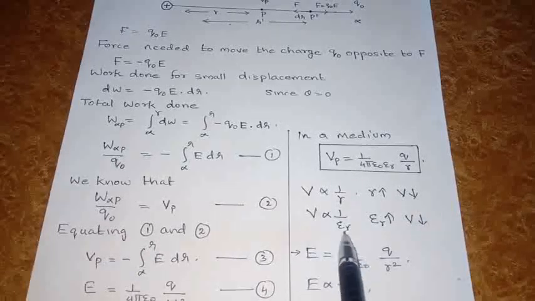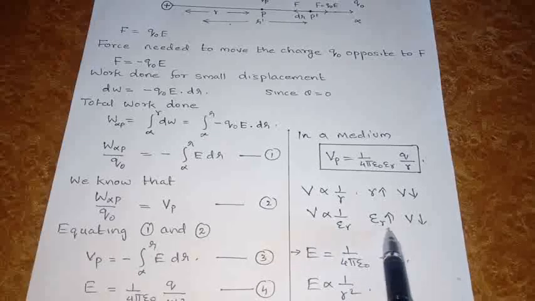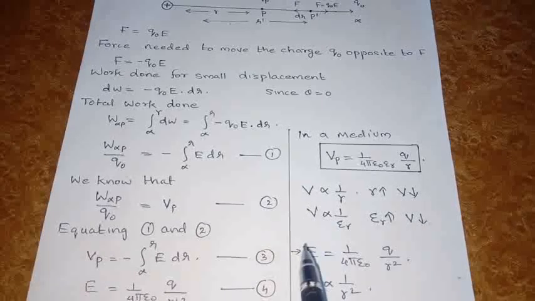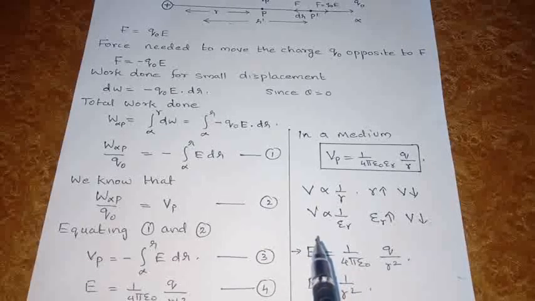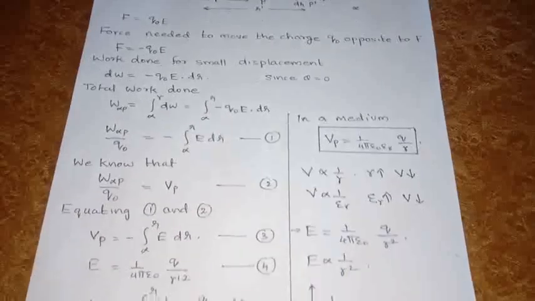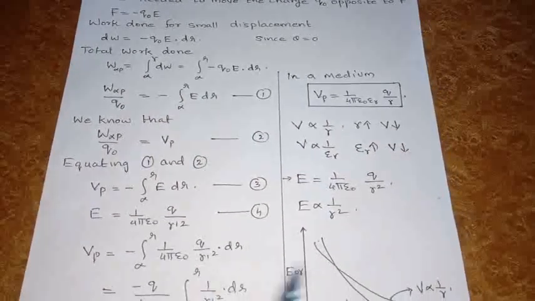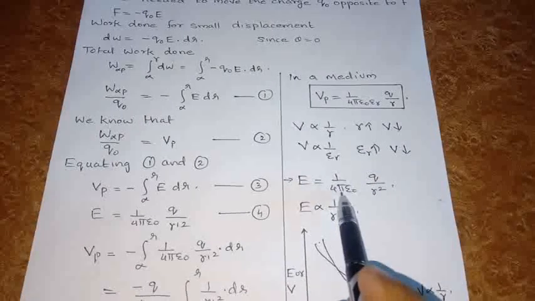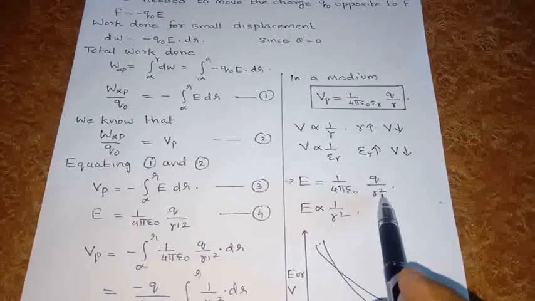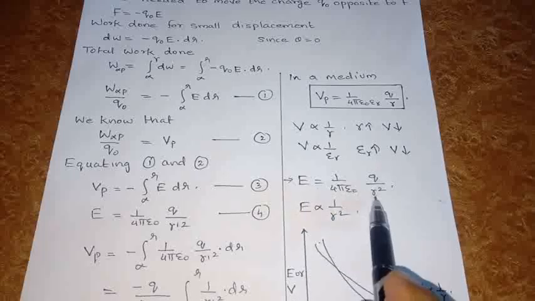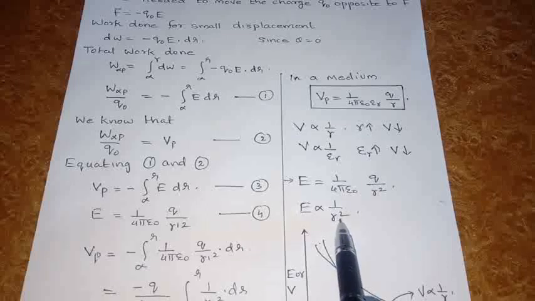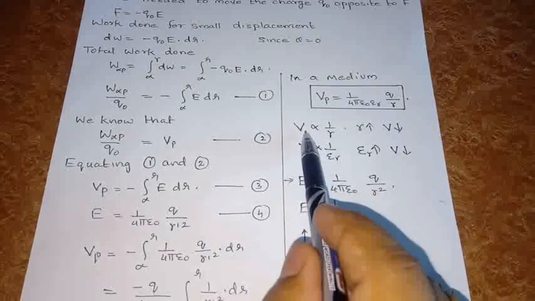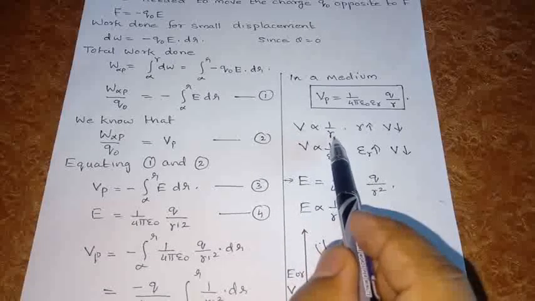Number two, V is proportional to 1 by epsilon r. As epsilon r increases, V decreases. What is the meaning of that? As the relative permittivity increases, the electric potential due to a charge or a charge distribution decreases. Now, as I said, the electric field can be written as E is equal to 1 by 4 pi epsilon 0 q by r square. Now what is the dependence of electric field on distance? Electric field is inversely proportional to r square, but electric potential is inversely proportional to r only.